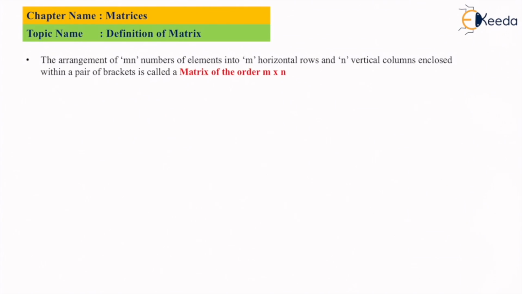So let's see the definition again. As per the definition, a matrix of order m into n has m horizontal rows and n vertical columns, and the order is given by m into n. So always remember, we first write the number of rows and then the number of columns.